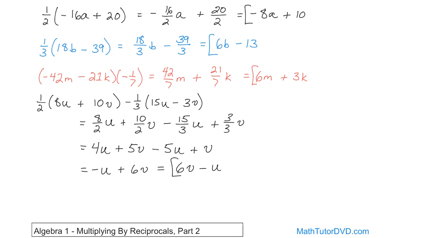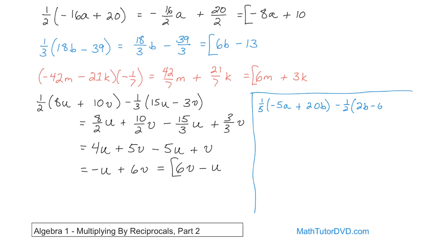All right, now we have one last problem that we're going to do. We'll go ahead and solve it over here. I think we have enough room here to solve it. And the problem is going to be like this. 1/5 times negative 5a plus 20b, and then we have minus 1/2 times 2b minus 6a. So it's the same kind of concept. We have to distribute the 1/5 in to both of those terms and distribute this negative 1/2 in to both of those terms. So let's work here.